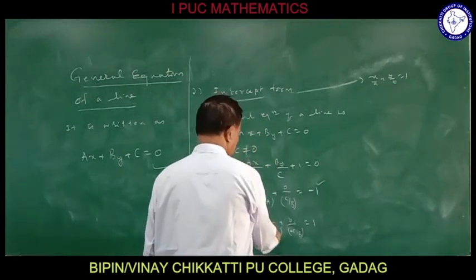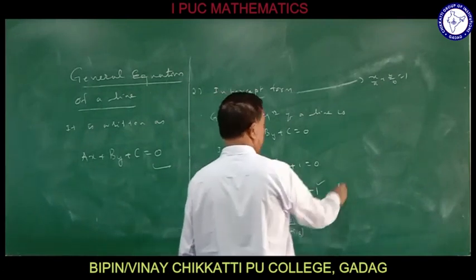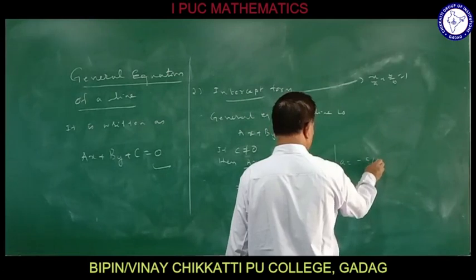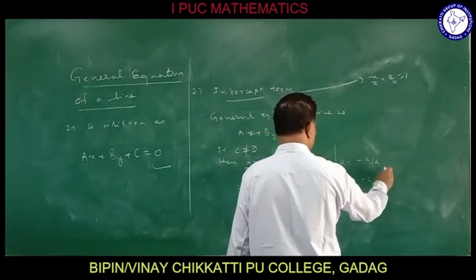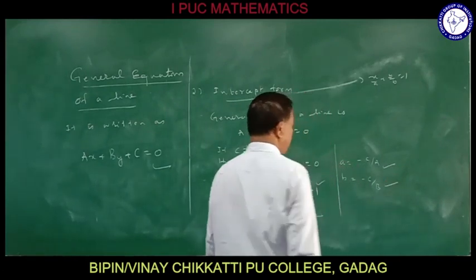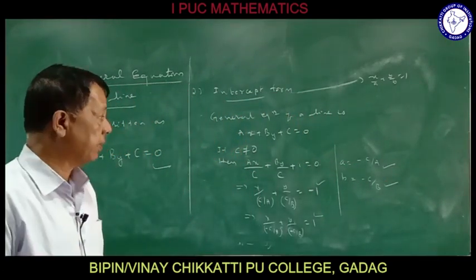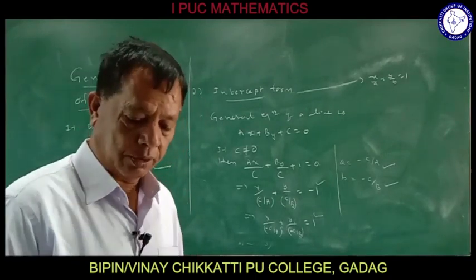So x by a plus y by b equal to 1, and this is the x-intercept. The x-intercept a is how much? Minus c by a. The y-intercept is how much? Minus c by b. So this is the x-intercept and this is the y-intercept. And here we have understood how to reduce the general equation into this form.